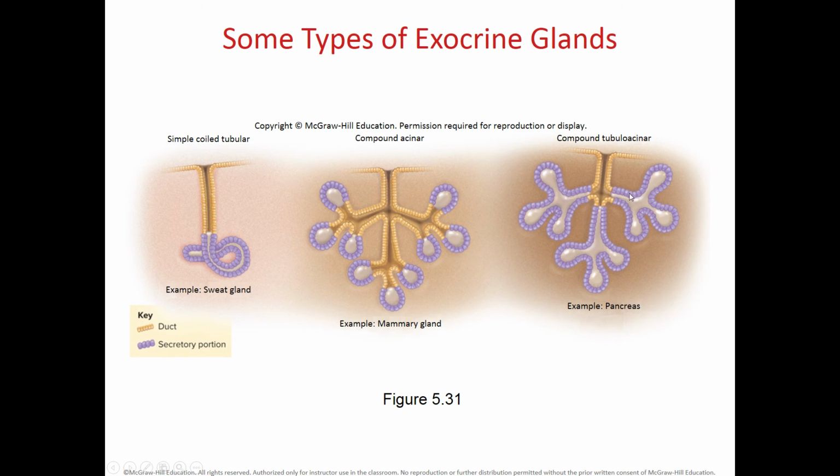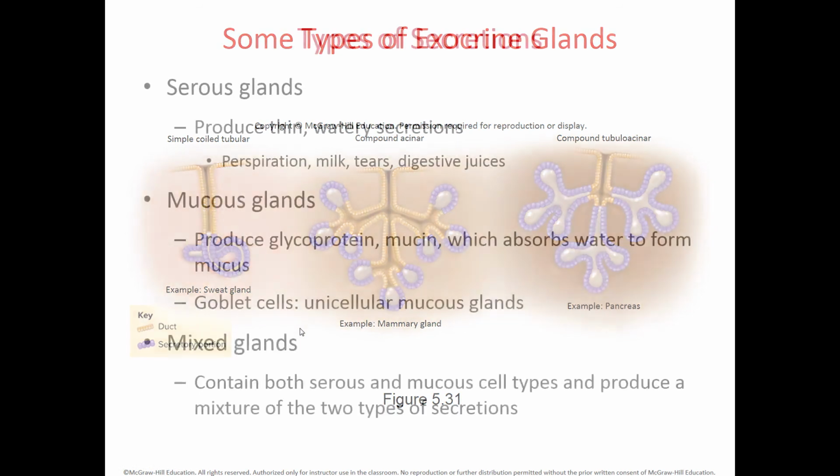Now in this case you have a tubuloacinar because this gland is compound because it has more than one duct, and this gland has many acini, as you can see here, but it has all these parenchymal cells that secrete their secretion into this duct. So examples of where we find this compound tubuloacinar will be the pancreas. Where do we have this compound acinar? In the mammary gland. And where do we have this simple coil? In the skin, in the sweat glands in our skin.